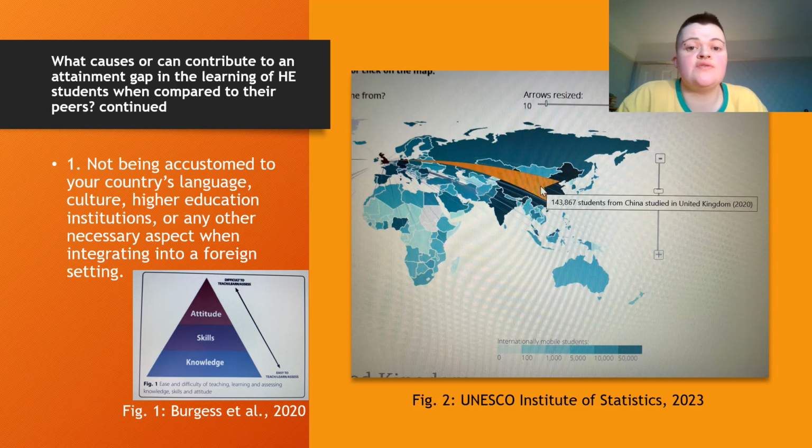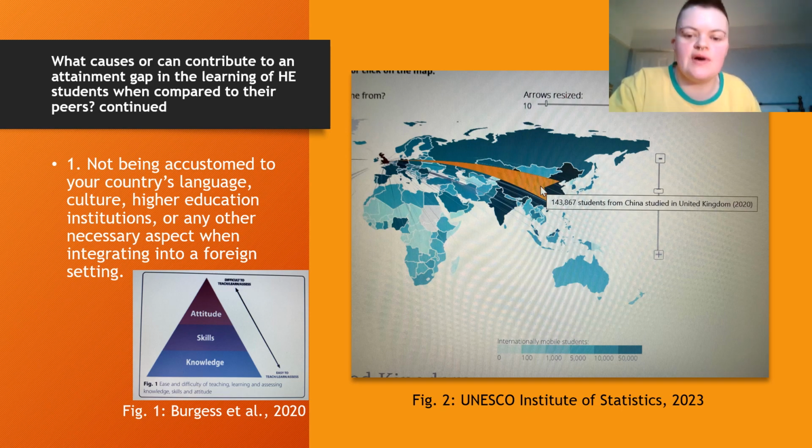So the students are already in your classroom, already sat down in your higher education setting. Any of the other barriers that came before are gone. They're here in your setting. What is helping to cause this attainment gap? Helping, not a great word. What is contributing to this attainment gap in their learning? What's making it harder for them to learn?